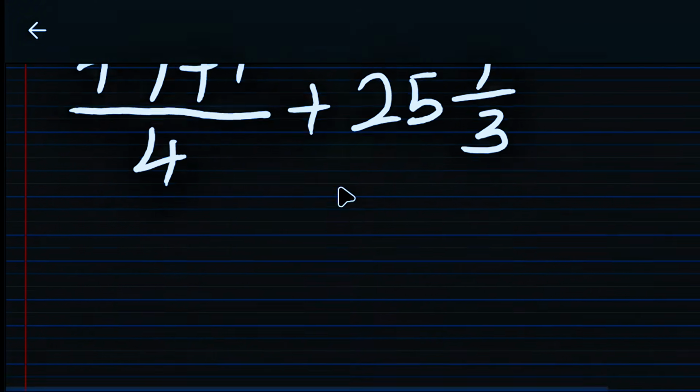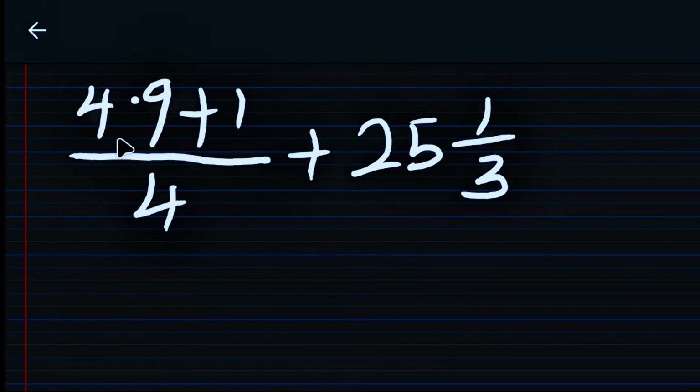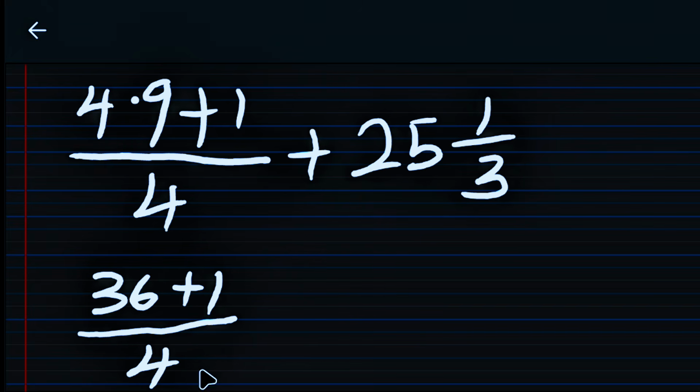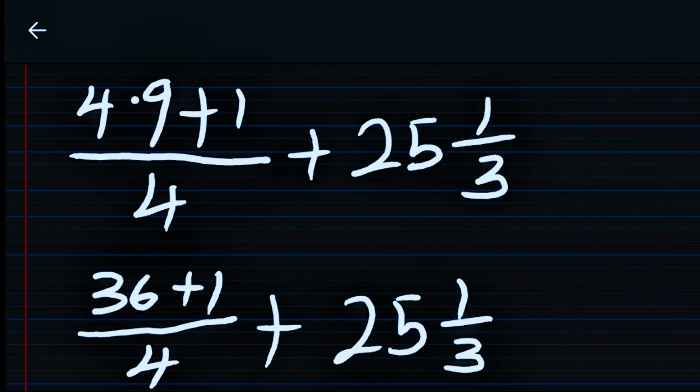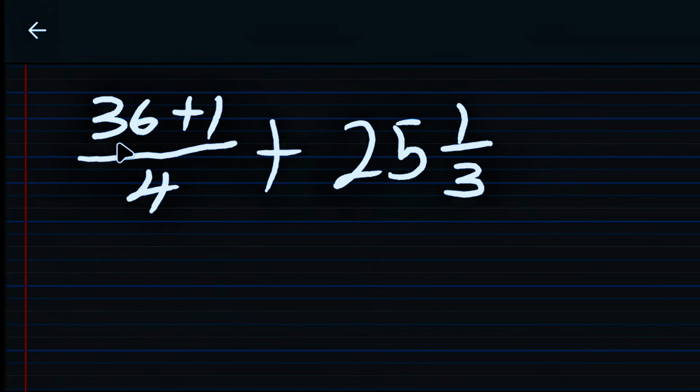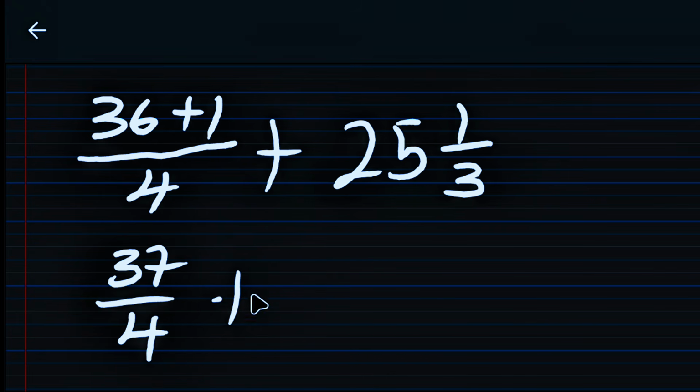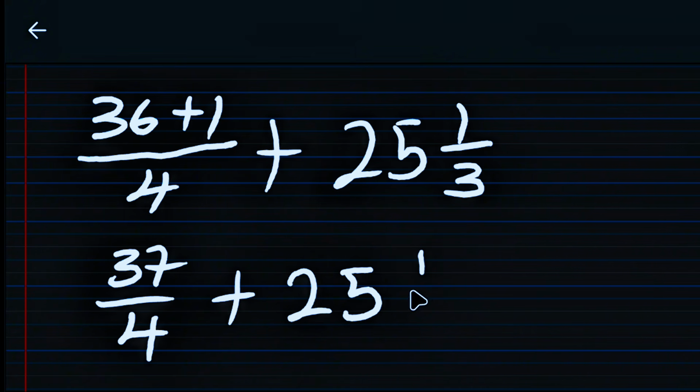Now from here, remember that according to the order of operation, multiplication is of higher priority than addition. So we multiply first. 4 multiplied by 9 equals 36, plus 1, divided by 4. Then plus 25 and 1/3. So from here, 36 plus 1 equals 37 divided by 4. Then plus 25 and 1/3. So we have successfully gotten this place to be what? In improper fraction. So let's change this mixed fraction to an improper fraction as well.